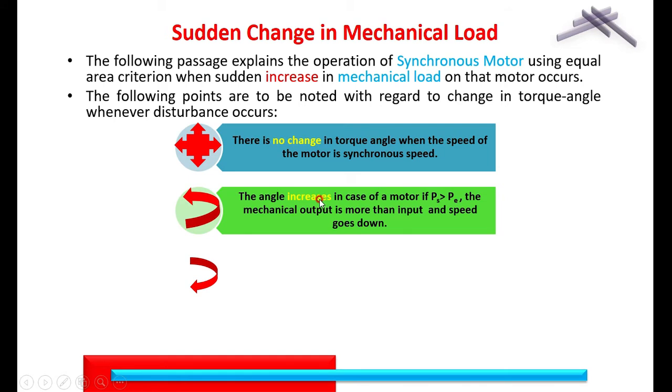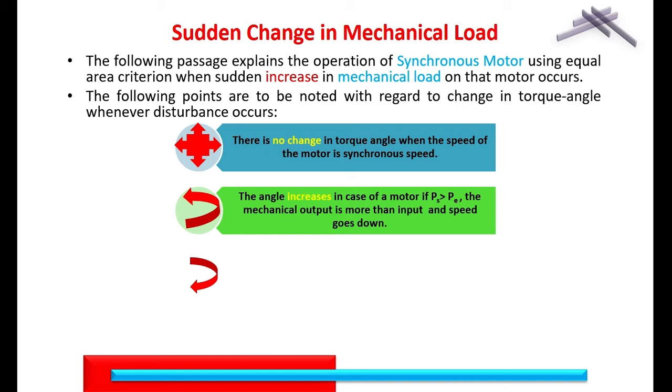The second point: the angle delta increases. We are increasing the mechanical output keeping the input constant. To meet the extra load on the synchronous motor, the electrical input to the machine should be increased. The internal voltage E is constant, V is constant, and the reactance is also constant. Therefore, angle delta has to increase so that EV by X into sine delta equals the new value of PS.